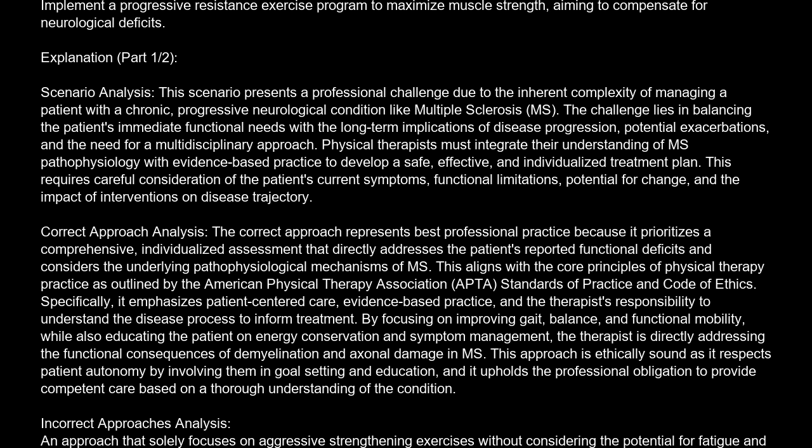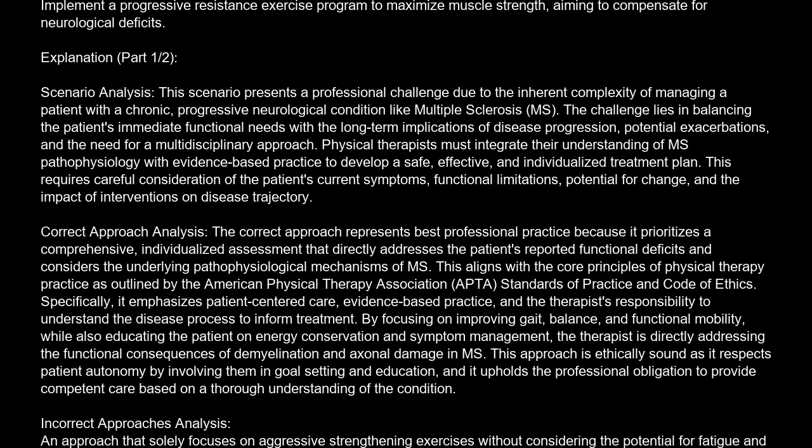Correct approach analysis. The correct approach represents best professional practice because it prioritizes a comprehensive, individualized assessment that directly addresses the patient's reported functional deficits and considers the underlying pathophysiological mechanisms of MS. This aligns with the core principles of physical therapy practice as outlined by the American Physical Therapy Association, APTA, Standards of Practice and Code of Ethics. Specifically, it emphasizes patient-centered care, evidence-based practice, and the therapist's responsibility to understand the disease process to inform treatment.